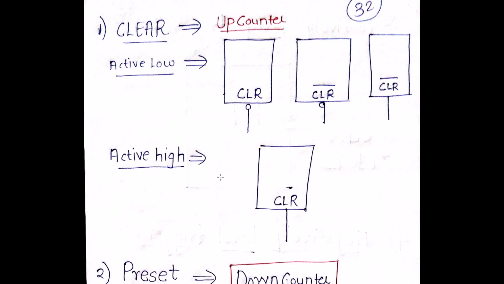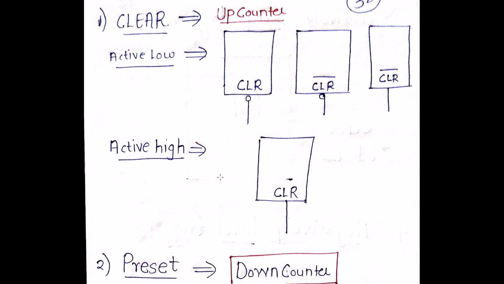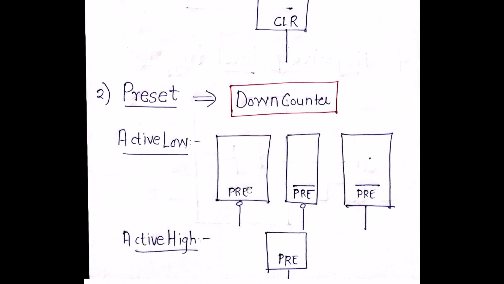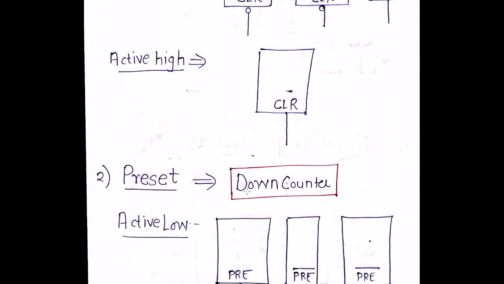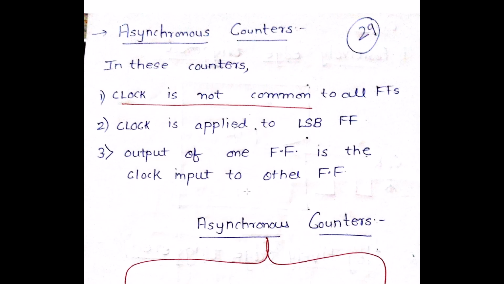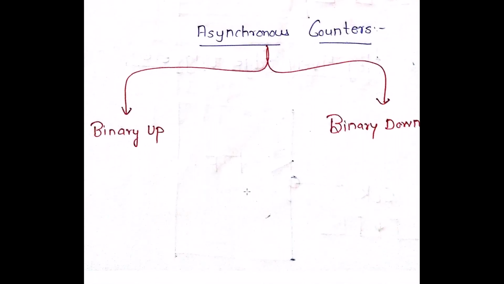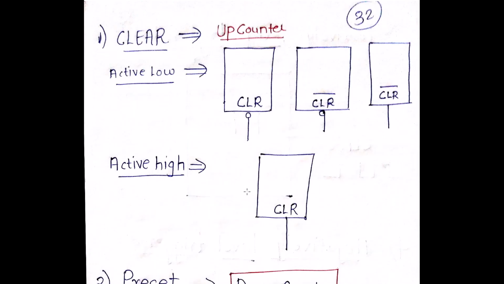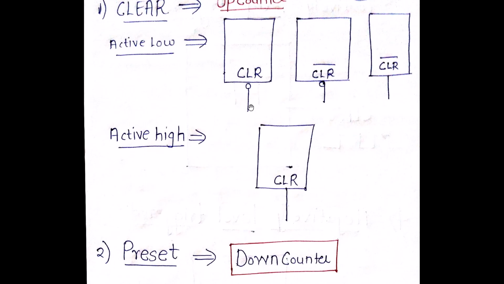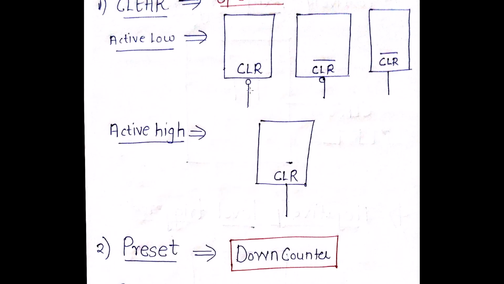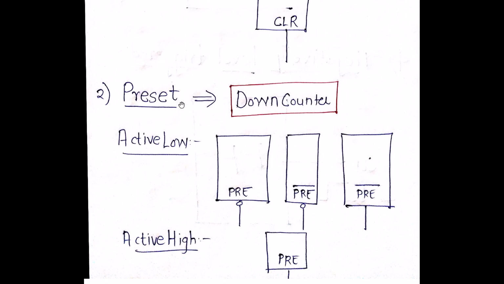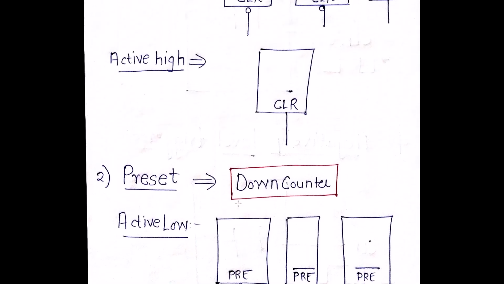Similarly, we will have certain more parameters in case of a flip-flop. It can be a clear parameter, it can be a preset parameter as well. So as I told you, the asynchronous counter can be of two types, the binary up and the binary down. So the up counter will have a clear symbol, whereas in case of your down counter you will have a preset, that is the PRE symbol present over here.